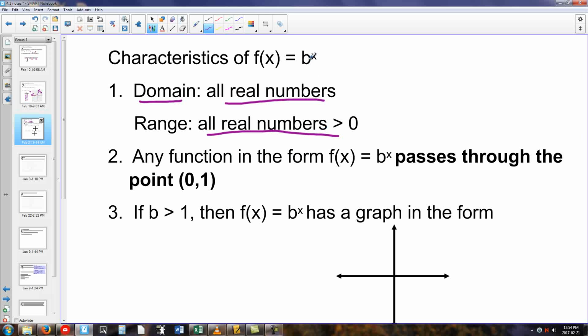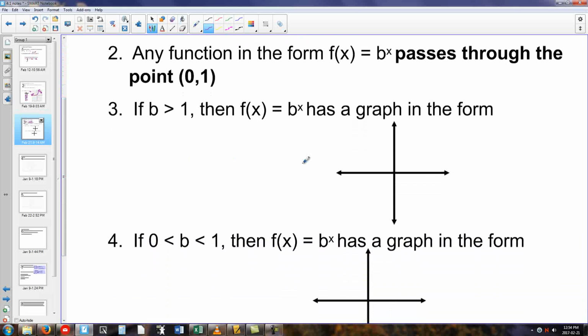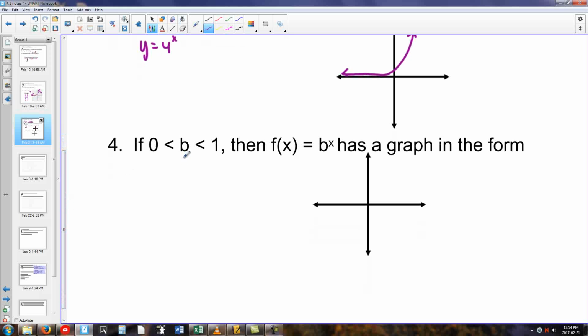And if it's just a basic function, then the point (0, 1) will be a valid point for all of them. So if b is greater than 1, meaning we have something like y equals 4 to the x, the bigger the exponent, the more this is going to spike upward. And so our graph is going to look very similar to this. The bigger we let x get, the more it becomes a huge thing. And if we use negatives, it flips it upside down and makes it really small. If, however, b is between 0 and 1, for instance, y equals 1/2 to the x, then this is going to do the exact opposite.